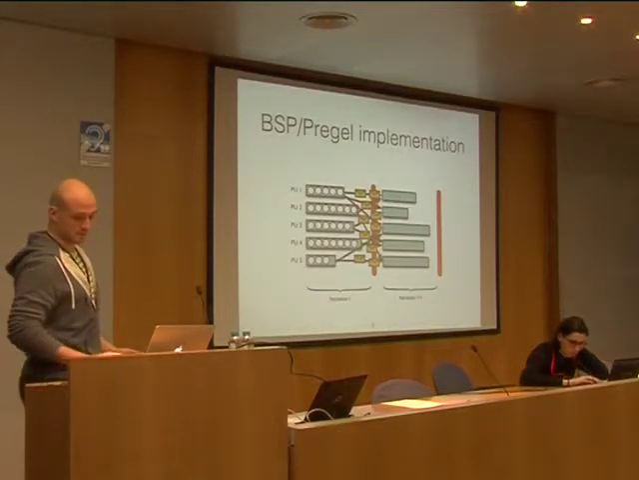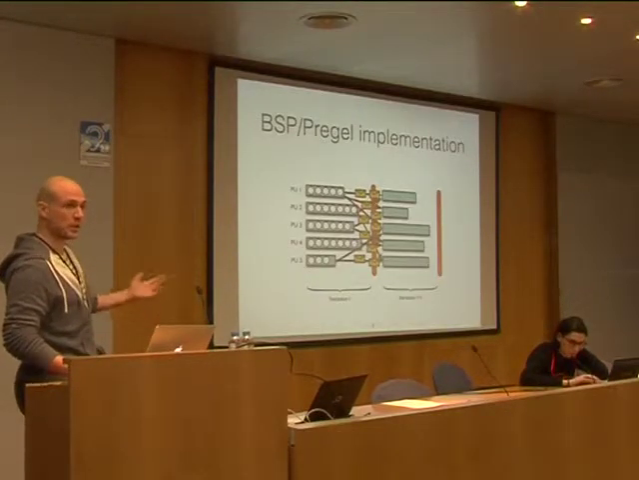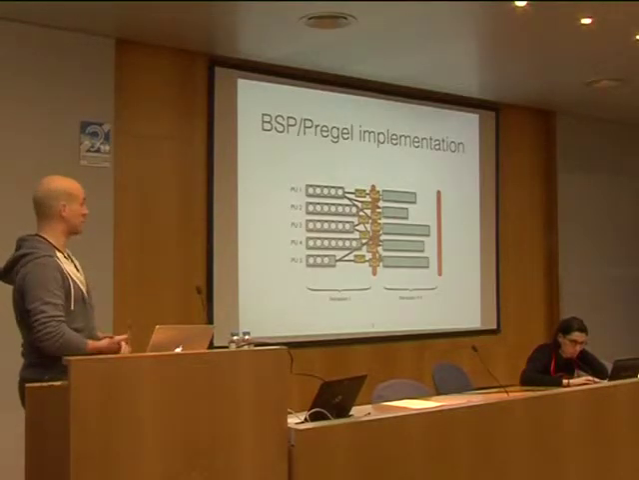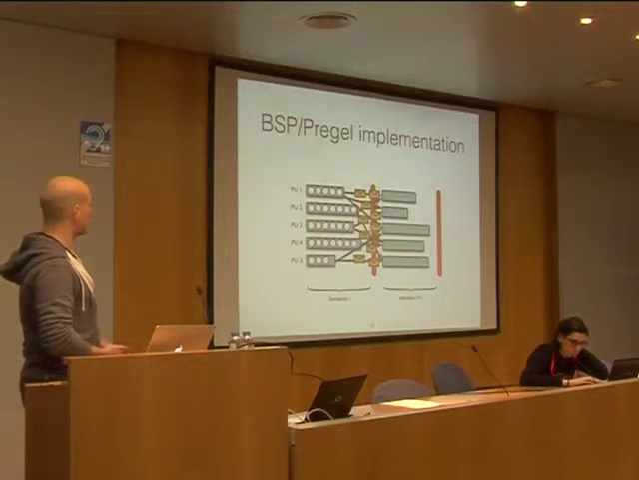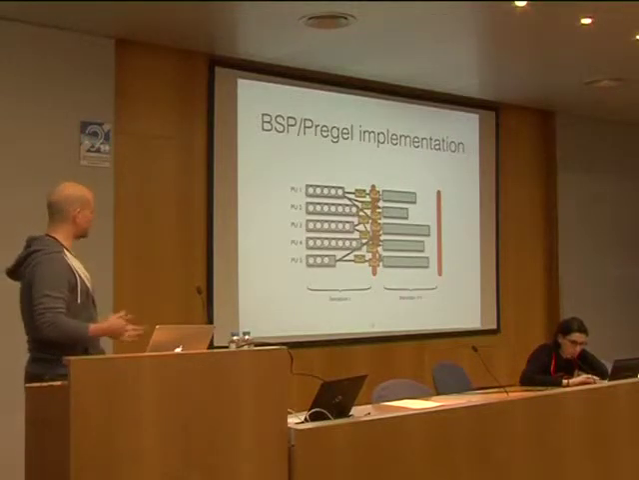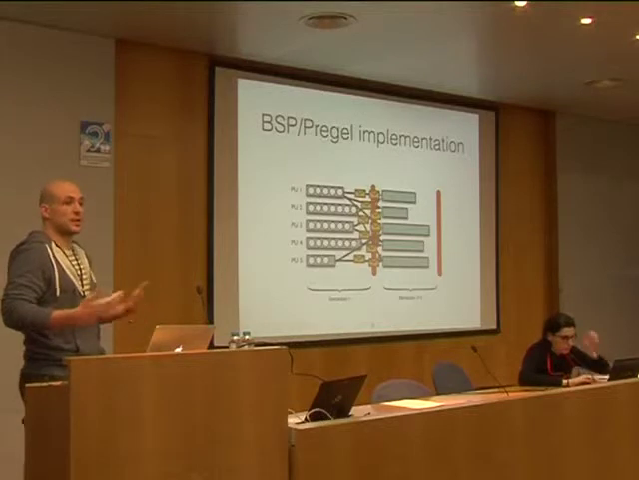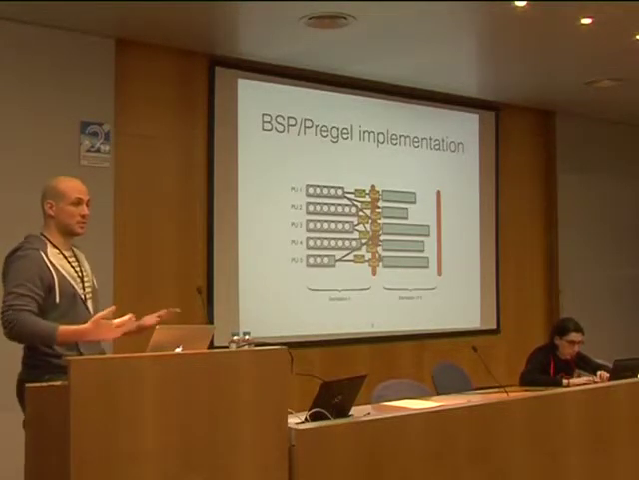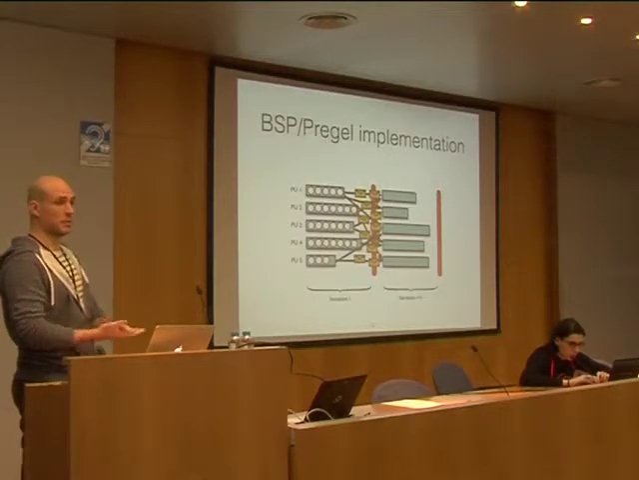Underneath, there is the very famous BSP model. The vertices, loaded in memory, are divided by hash partitioning across different processing units. And basically the messages produced by the vertices are the messages produced by the processing units in the BSP model. So the mapping between Pregel and the BSP is 1-to-1.